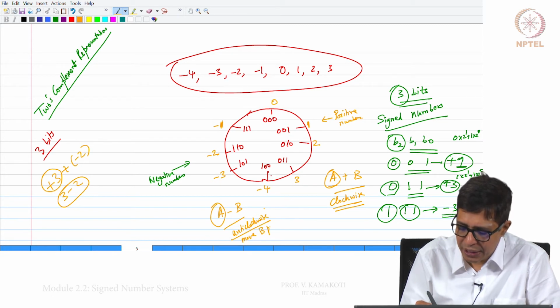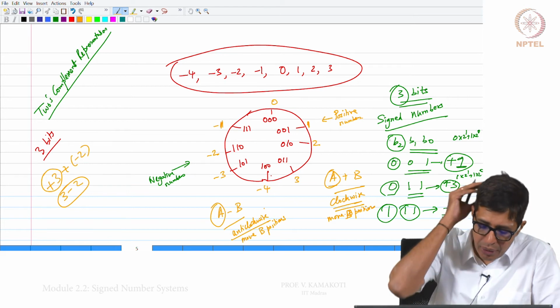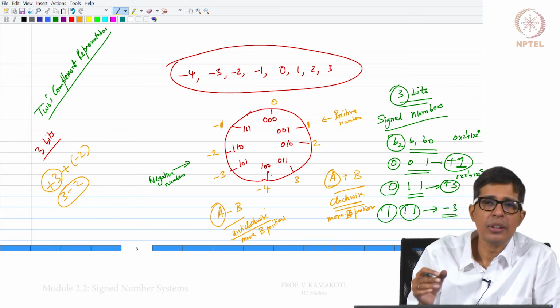Move b positions anti-clockwise from a, move b positions clockwise from a. So, this is how we basically look at this.